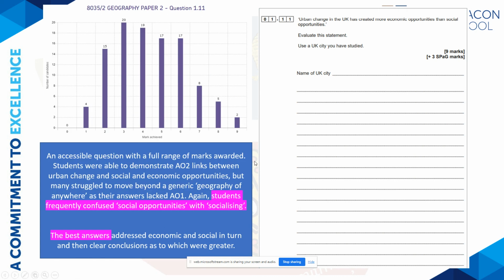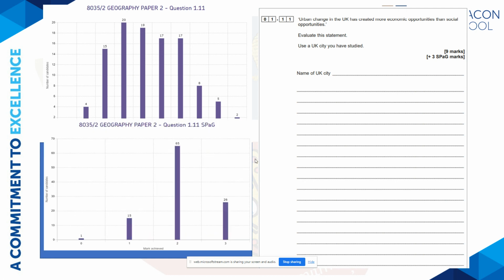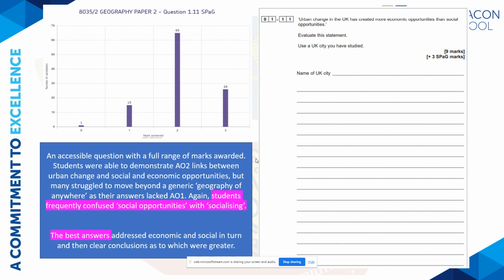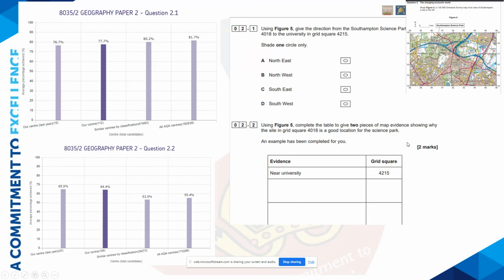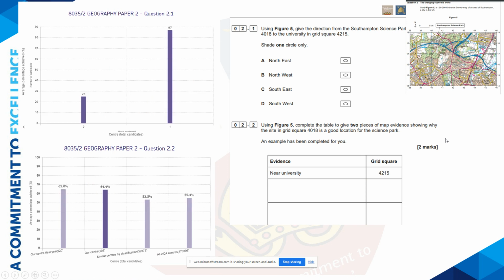And our questions really vary in this one. As you can see, from no marks all the way through to some at 9 marks. SPAG, we missed out on SPAG in a few of those questions, maybe. Something to be aware of too. Again, with our map question, we did not get full marks in this one, because the last one, 2.2, asked you to give examples from the map of evidence showing why the grid site was good for a location for the science park.